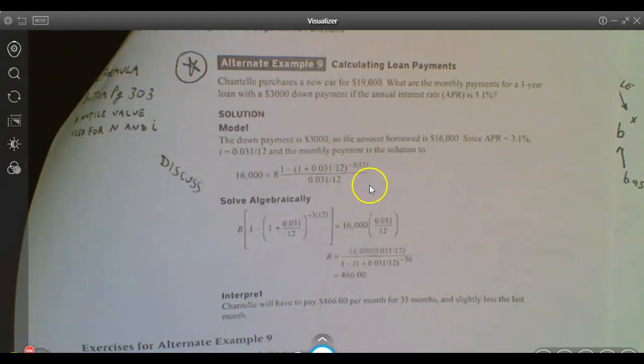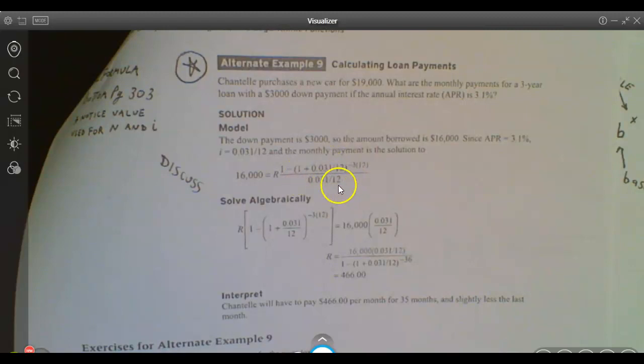That's all what's going on in this example here. So we owe $16,000 on the car after our $3,000 down payment. We are solving for R. R is what we are going to pay each month, right? And that's typically what a person wants to know. They're going to buy a car and they say, okay, what are my monthly payments? Because they plan on financing it, instead of paying it all right off the bat in cash.